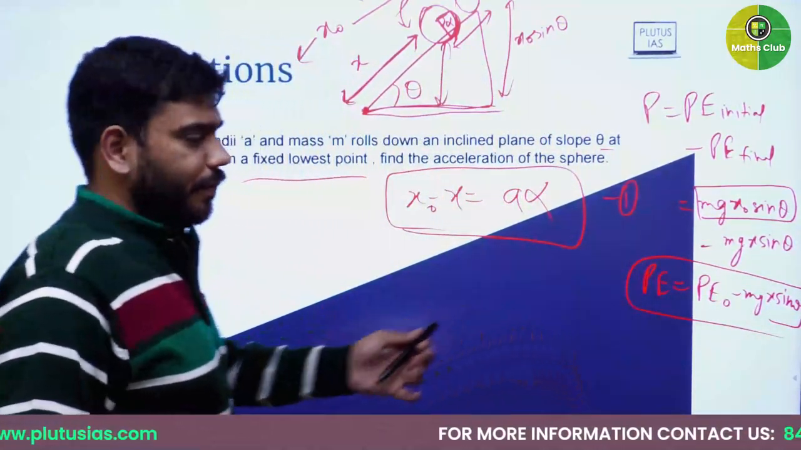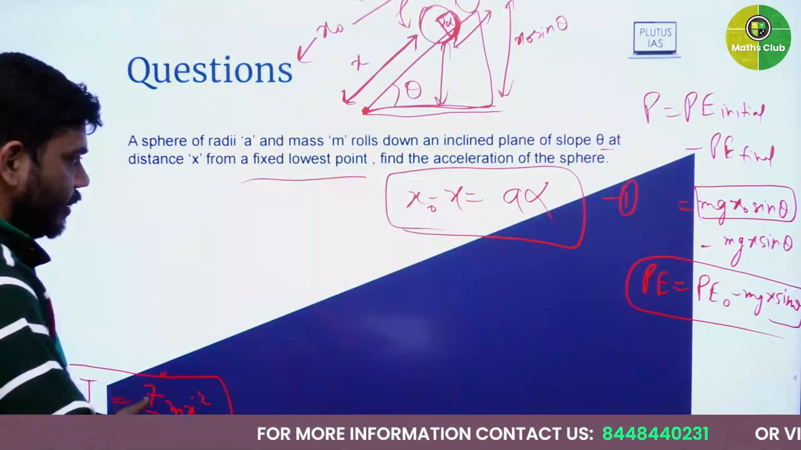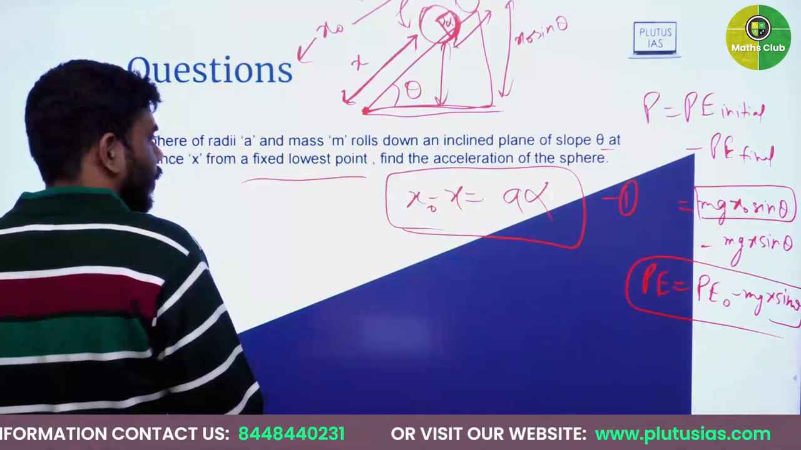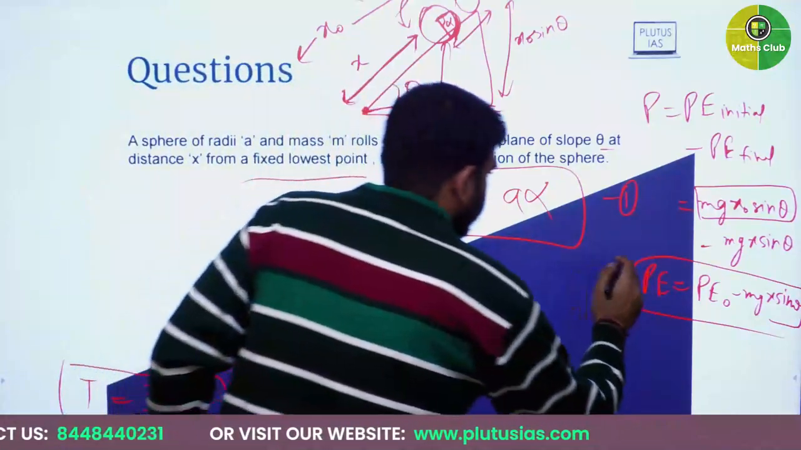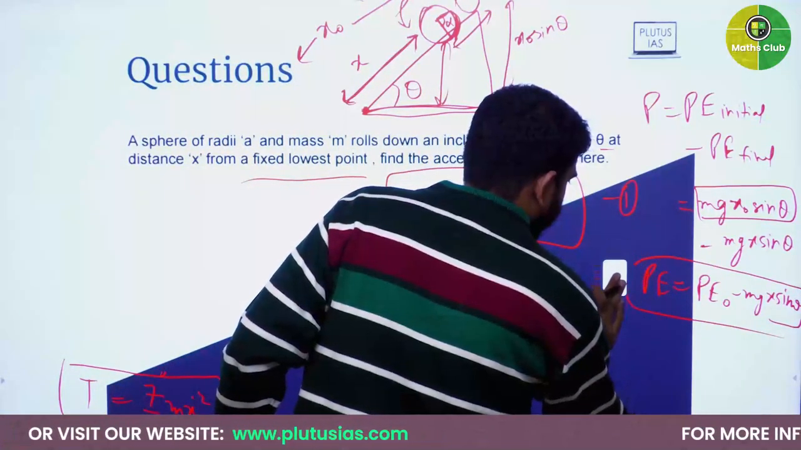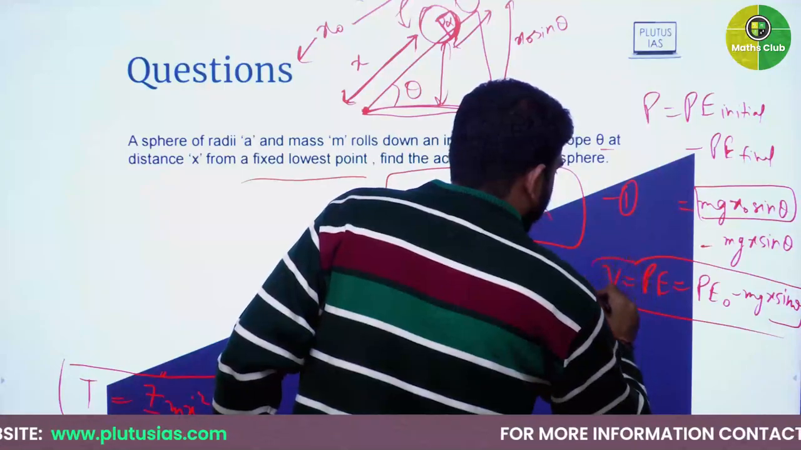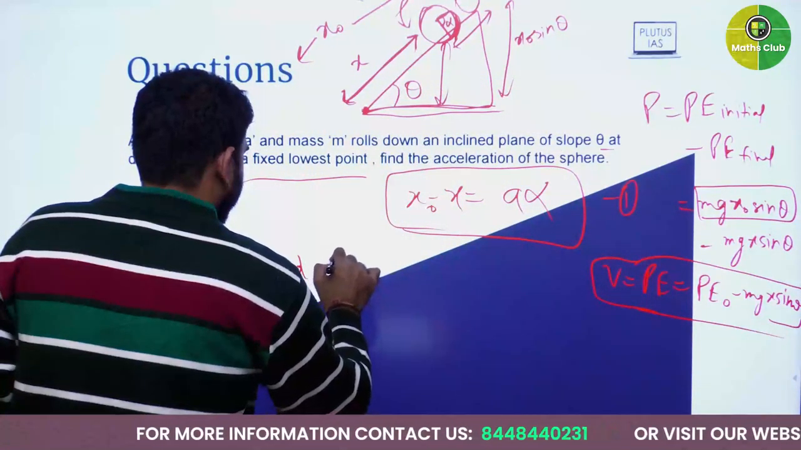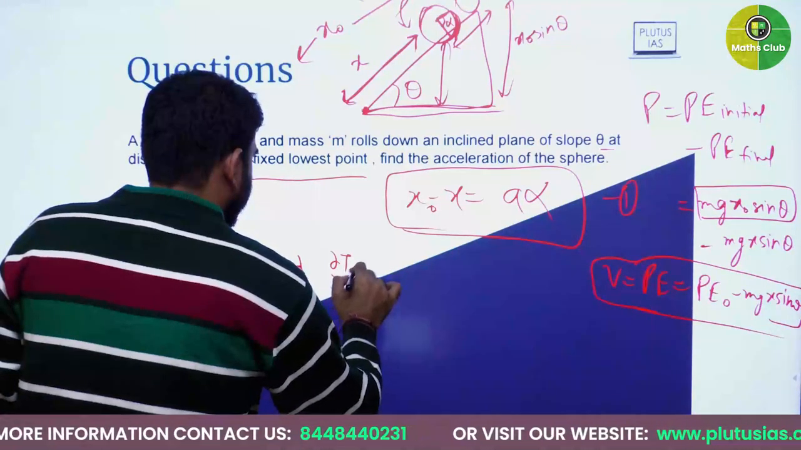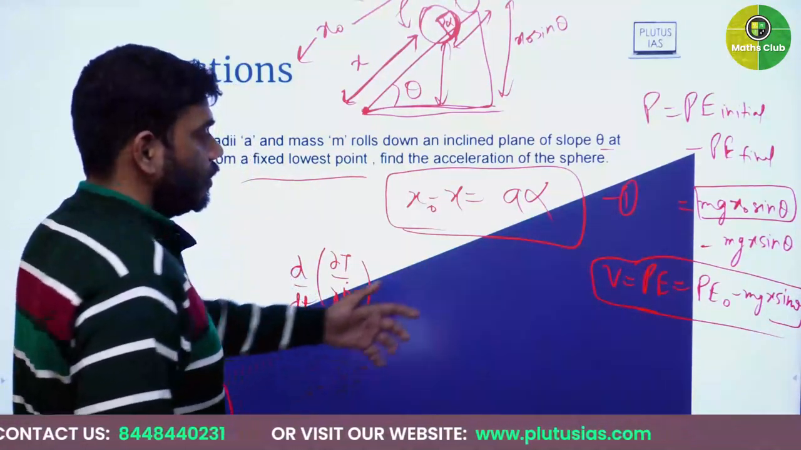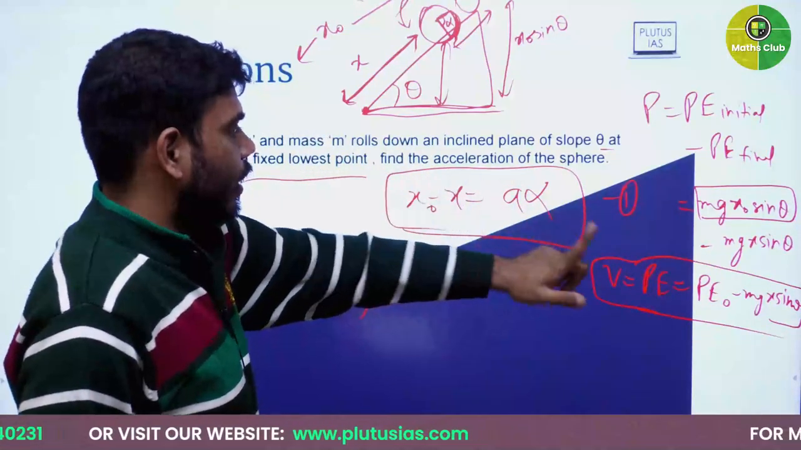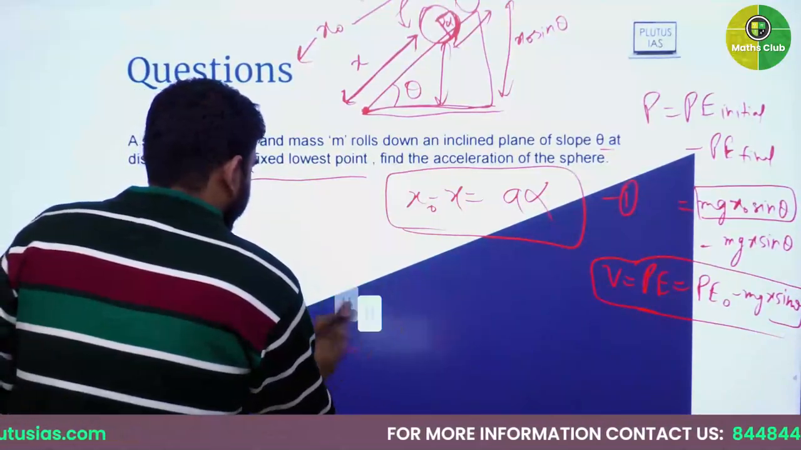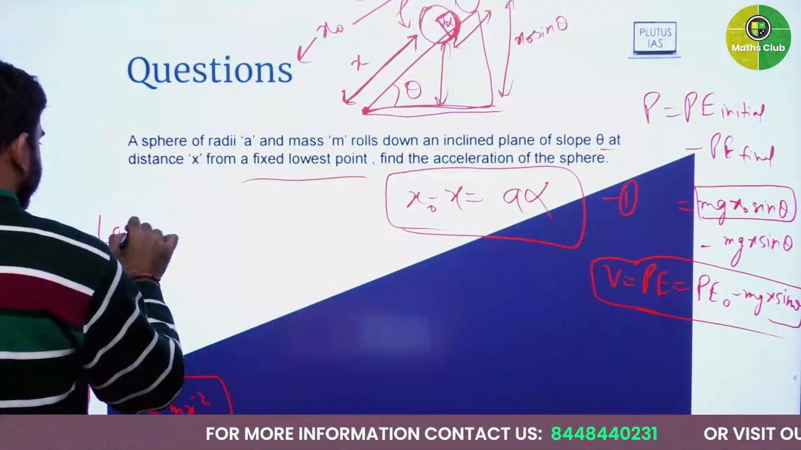Clear? Very simple thing. So here we have found this kinetic energy and this potential energy. So our Lagrangian equation in terms of T and V, where potential energy is V, I'll write here V. It is d by dt, dT by d theta dot. Oh, here the generalized coordinate, we have a single generalized coordinate, and the generalized coordinate we have is x. So let me write x. So our Lagrangian equation and x.